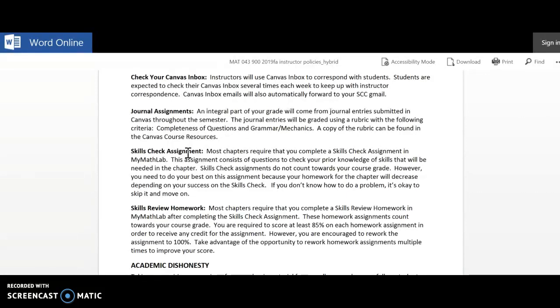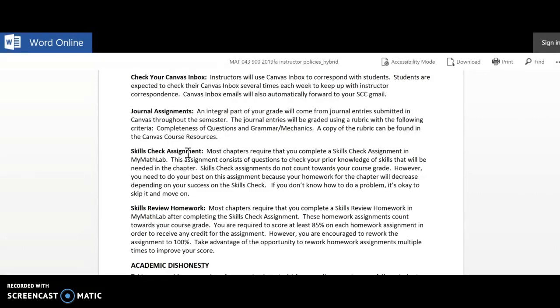Now, the skills review homework does count for a grade, and it is required that you score at least an 85% on this homework assignment in order to receive credit for the assignment and to move forward in the class.